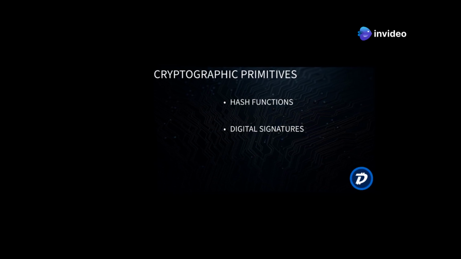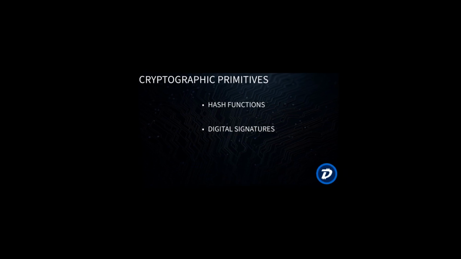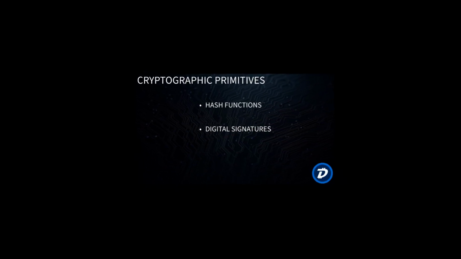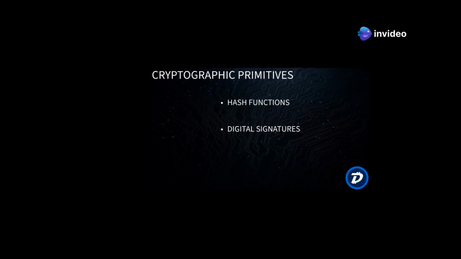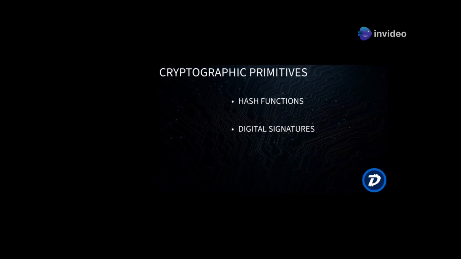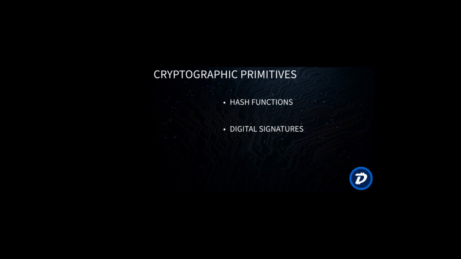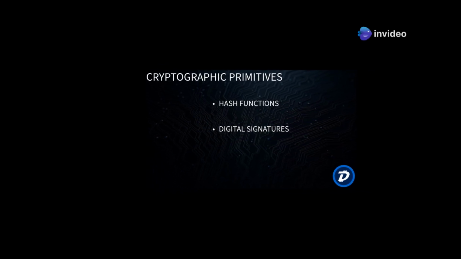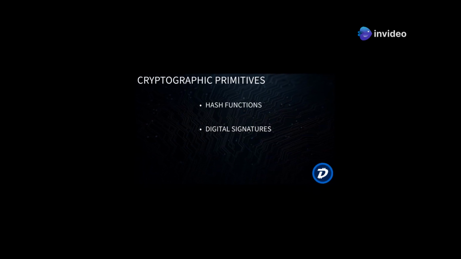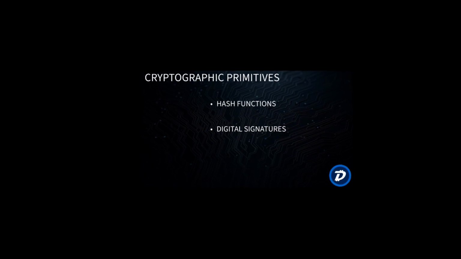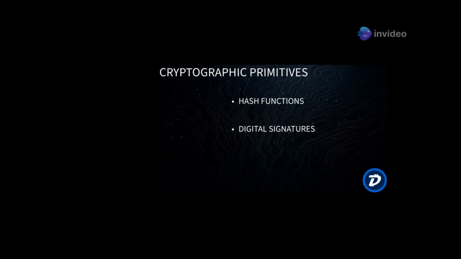Digital signatures using the elliptic curve digital signature algorithm, or ECDSA, provide cryptographic proof of ownership and authorization. This algorithm ensures that each transaction is securely signed by the sender using their private key, and the signature can be verified by anyone using the sender's public key. This guarantees that the transaction was indeed authorized by the rightful owner, preventing unauthorized spending and ensuring that transactions are legitimate and verifiable. These cryptographic techniques are fundamental to maintaining the security and integrity of the DigiByte network. Now let's dive into how transactions work on the DigiByte network.